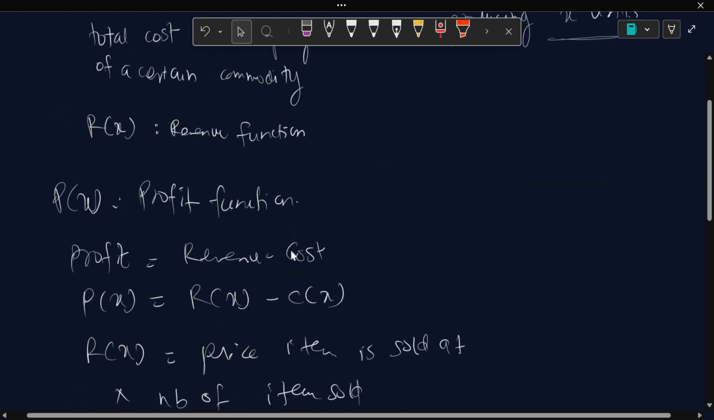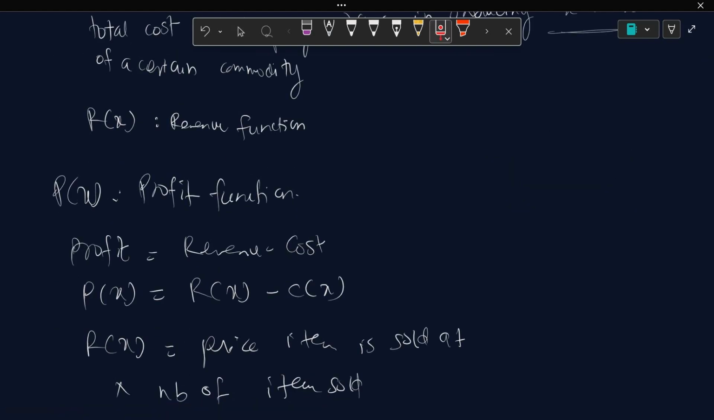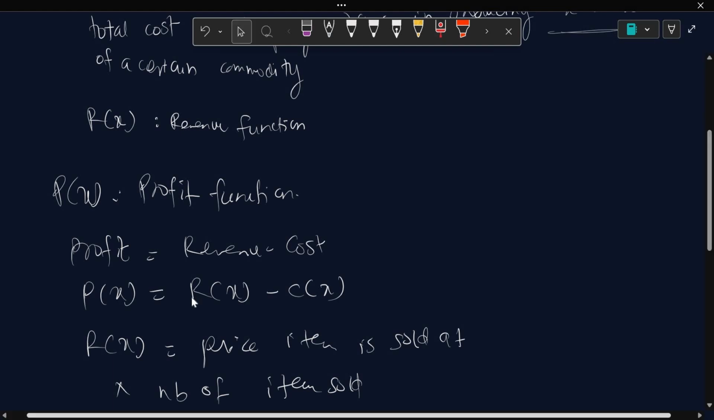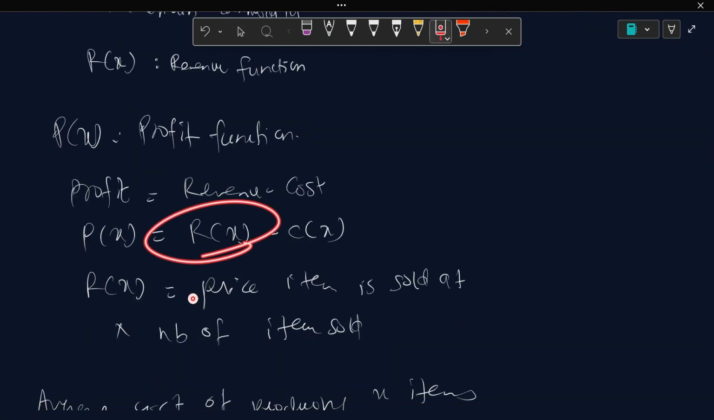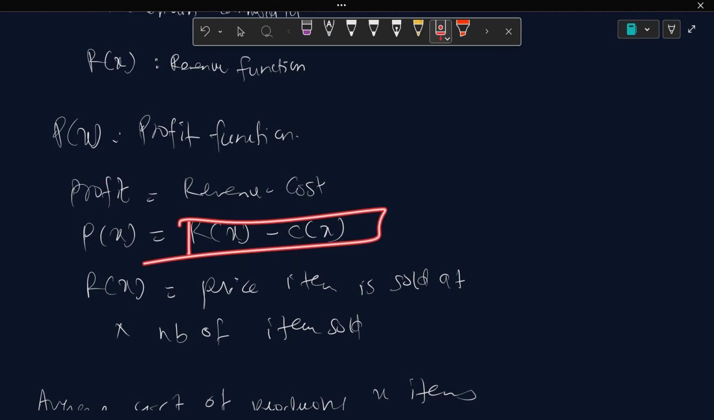Now we have our revenue function. The revenue is the money coming in before subtracting expenses. And here we have our cost function. Then we have our profit function, and as you probably already know, profit is basically our revenue minus the cost function.